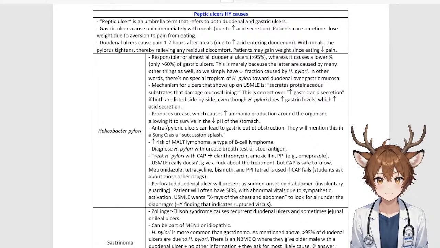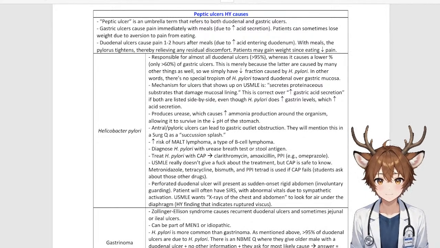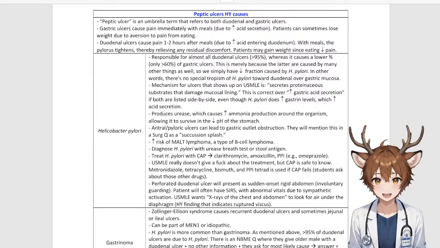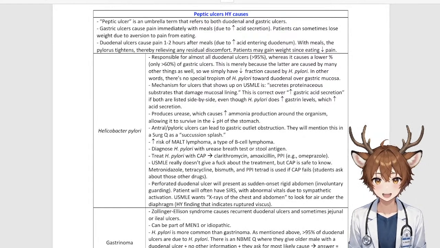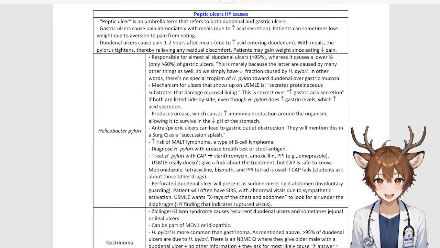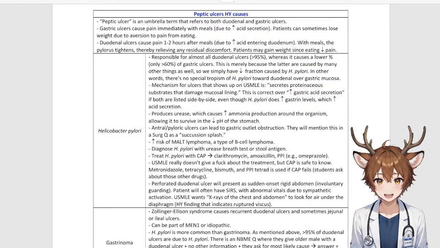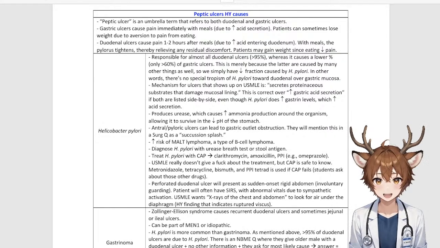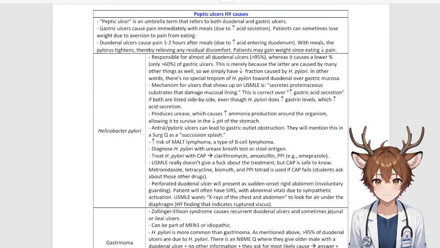Helicobacter pylori is responsible for almost all duodenal ulcers, more than 95%, whereas it causes a lower percentage, only 60%, of gastric ulcers. This is merely because the latter are caused by many other things as well, so we simply have a decreased fraction caused by H. pylori. In other words, there's no special tropism of H. pylori towards duodenal over gastric mucosa. It's just that there's more stuff that targets gastric mucosa, so it has to share those potential diagnoses. It does both, but other things do the gastric region too.